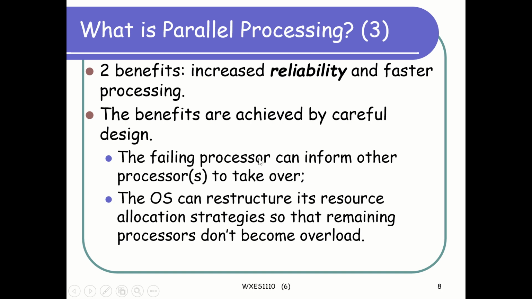Okay. So let's say a baker has maybe injured his hand or something. So the cashier can take over the baker's role. But it will increase some load. The OS can restructure its resource allocation strategy so that remaining processors don't become overloaded.